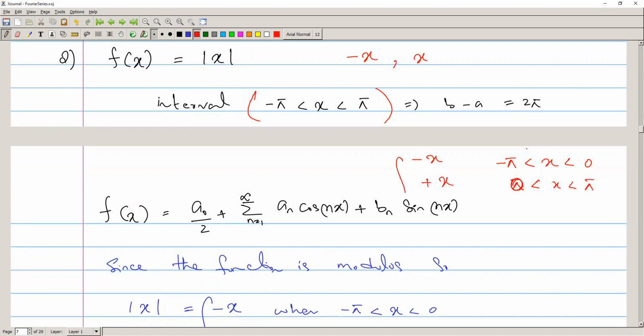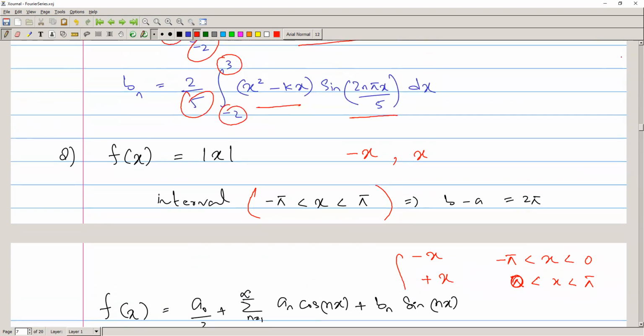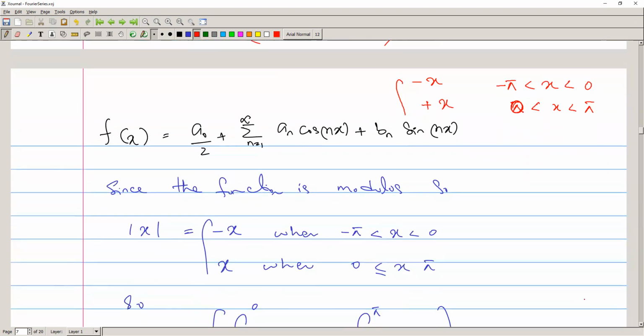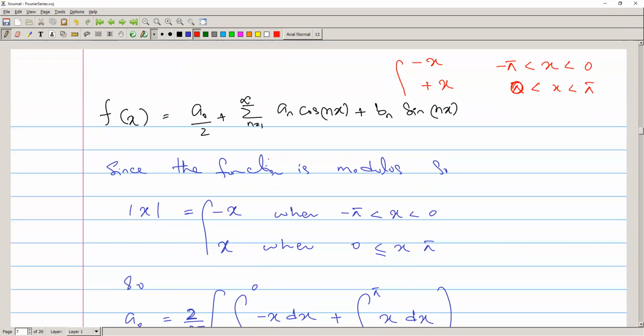So now this is a piecewise function. It's kind of a piecewise function, right? So we break this function like this because we cannot solve the mod function directly, and the interval is 2 pi. Therefore here it's nx and nx, right?